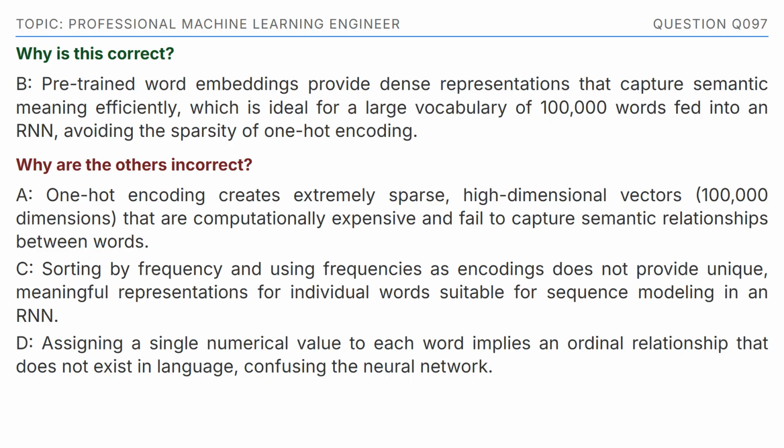A. One-hot encoding creates extremely sparse, high-dimensional vectors, 100,000 dimensions, that are computationally expensive and fail to capture semantic relationships between words. C. Sorting by frequency and using frequencies as encodings does not provide unique, meaningful representations for individual words suitable for sequence modeling in an RNN. D. Assigning a single numerical value to each word implies an ordinal relationship that does not exist in language, confusing the neural network.